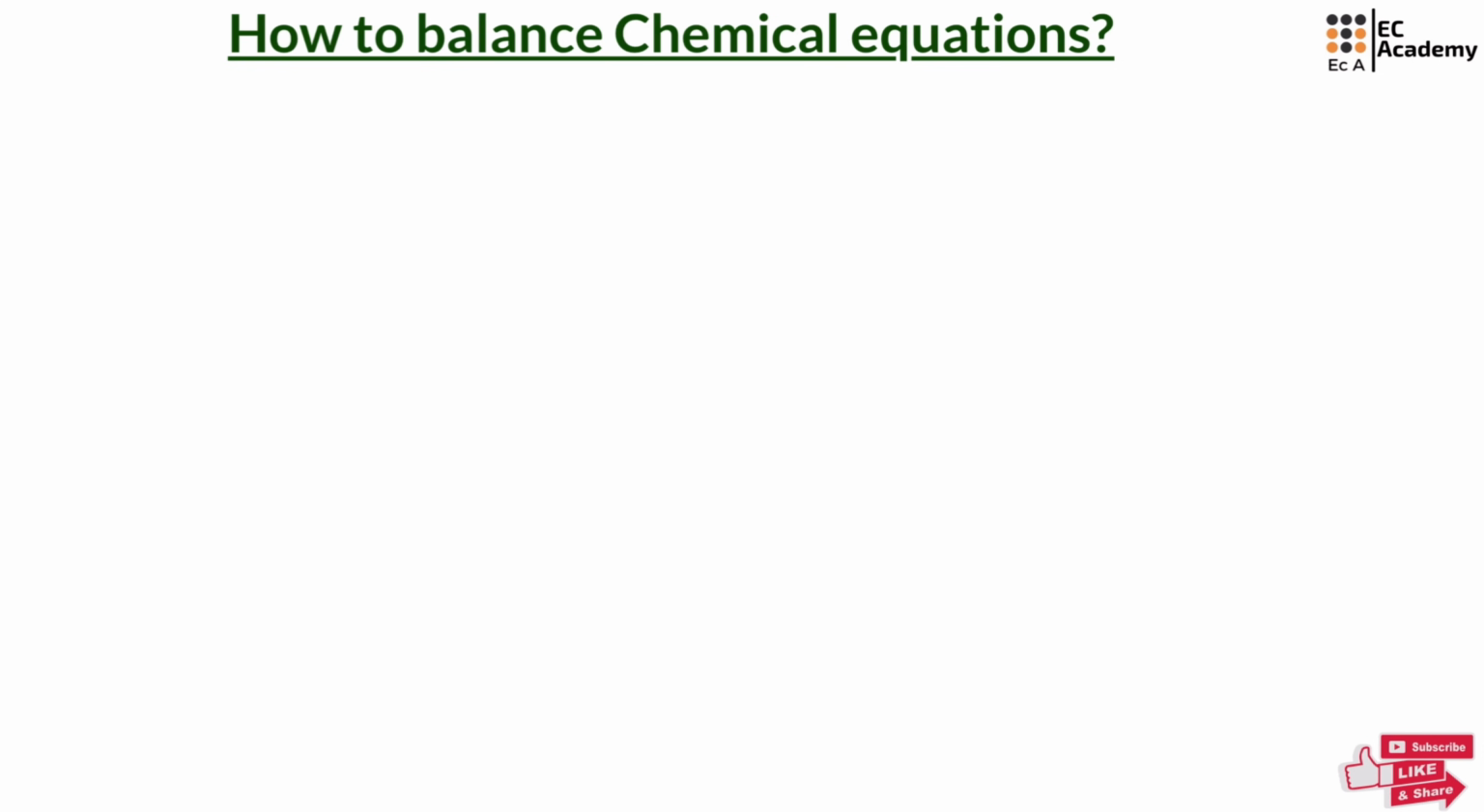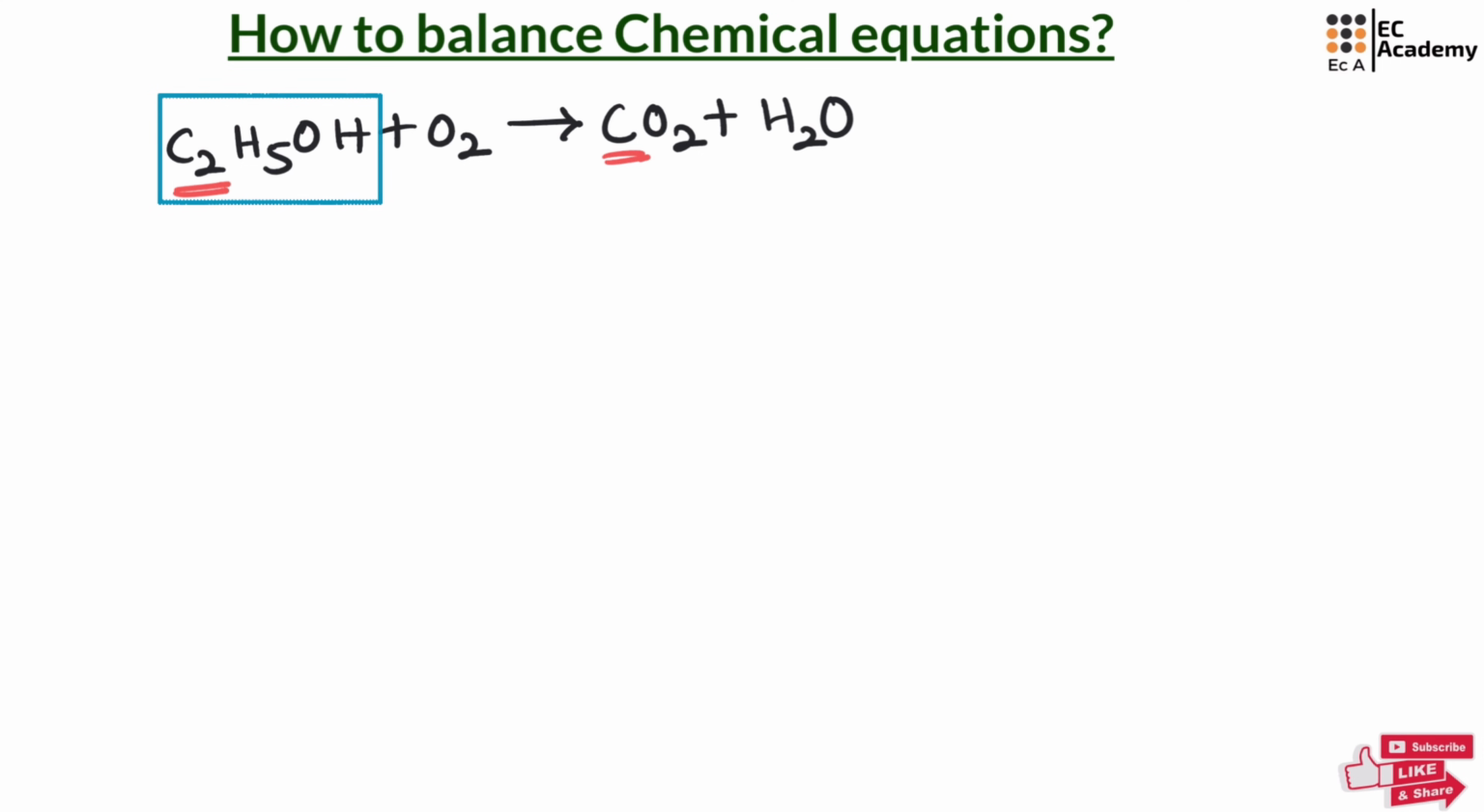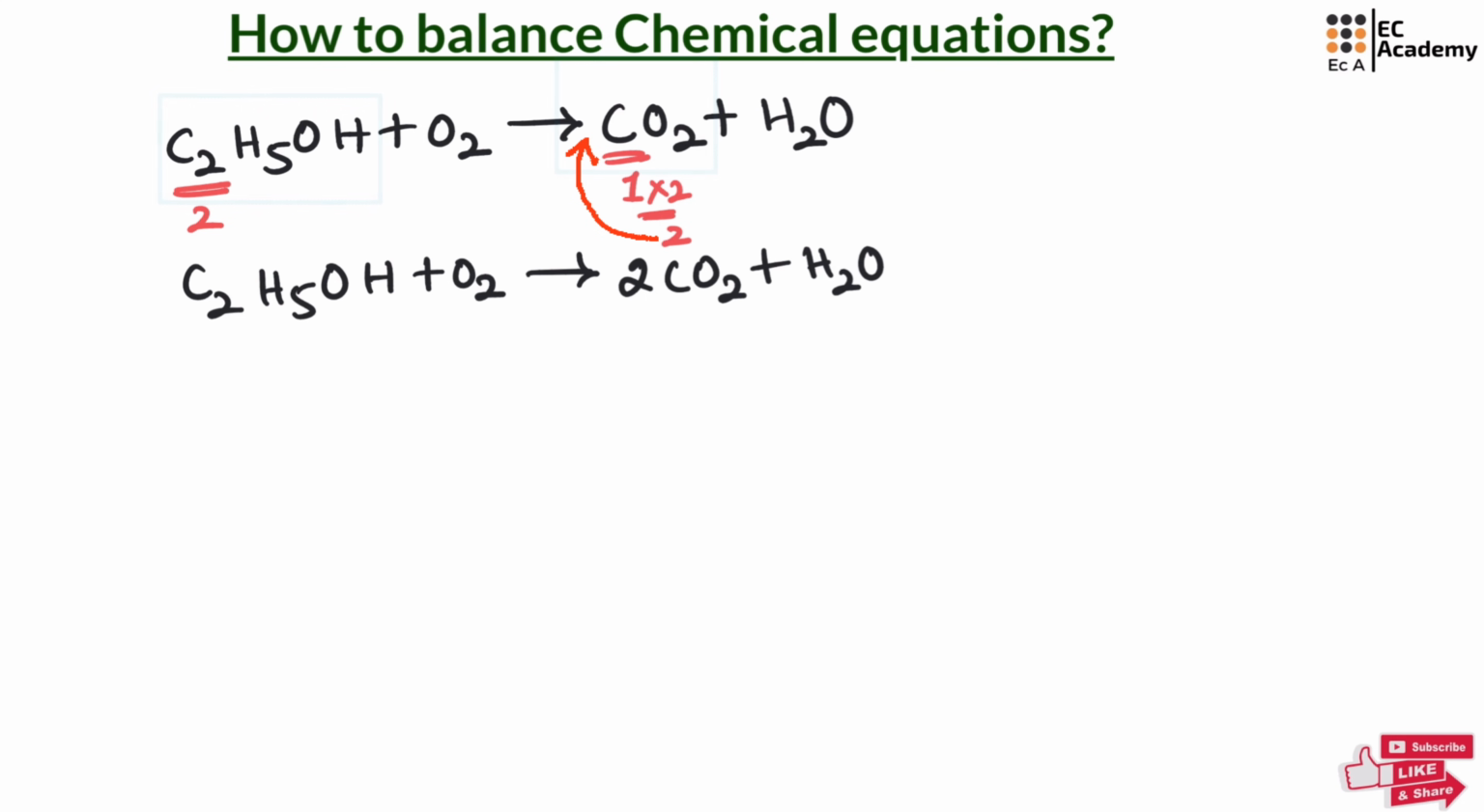Now let us consider example number 4, where ethanol plus oxygen will produce carbon dioxide plus water. The chemical equation is unbalanced. Now let us balance the chemical equation. First, let us balance carbon in this equation. Ethanol contains 2 carbon atoms. One CO2 molecule contains 1 carbon atom. Therefore, place 2 before CO2. The equation will become C2H5OH plus O2, that will produce 2CO2 plus H2O.